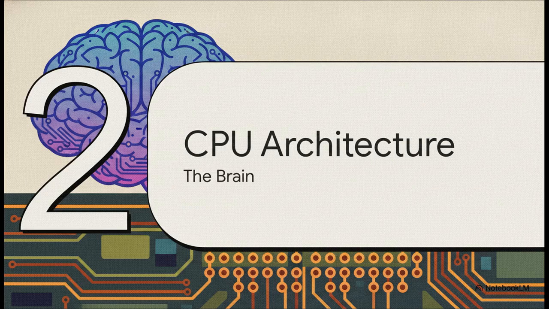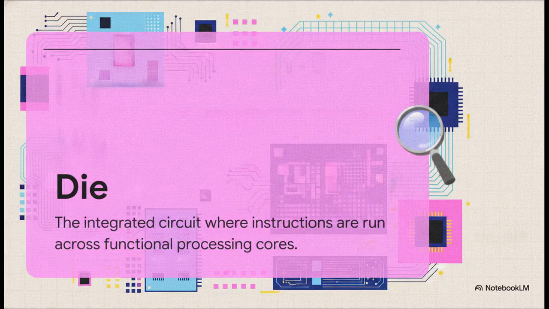Moving on to Part 2, the brain, or CPU architecture. Let's start right in the middle of the motherboard. The central processing unit connects to the rest of the system via roughly 1,200 distinct landing pads. But what's really fascinating is what happens when you peel back its outer metal cover, the integrated heat spreader. Hidden underneath is this tiny, wildly complex integrated circuit called a die.